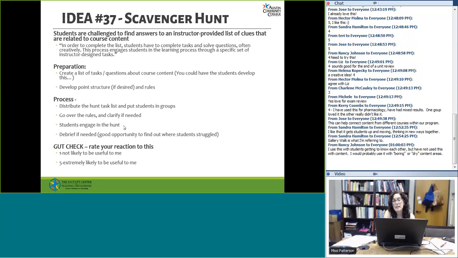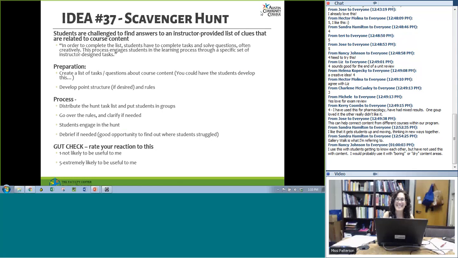So I've seen people do this in a computer lab and ask students to find articles that support their position or anything like that. So there's so many ways you could use the scavenger hunt. So if I've explained it well enough, please send me your rating for the gut check. If I haven't, please ask me a question, and we'll see how this one works for you guys.